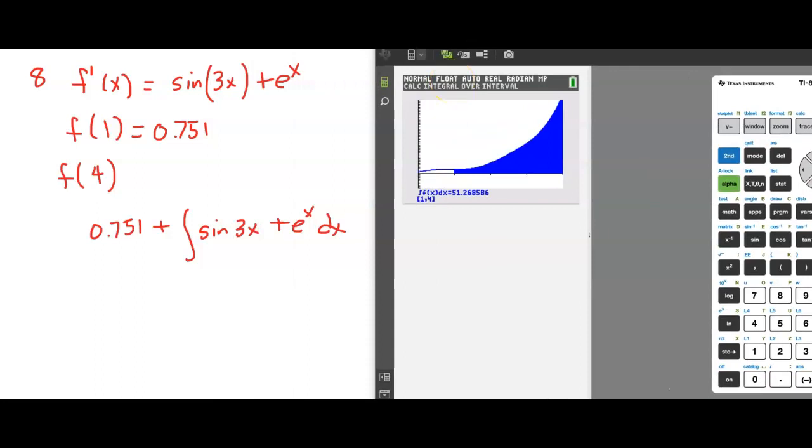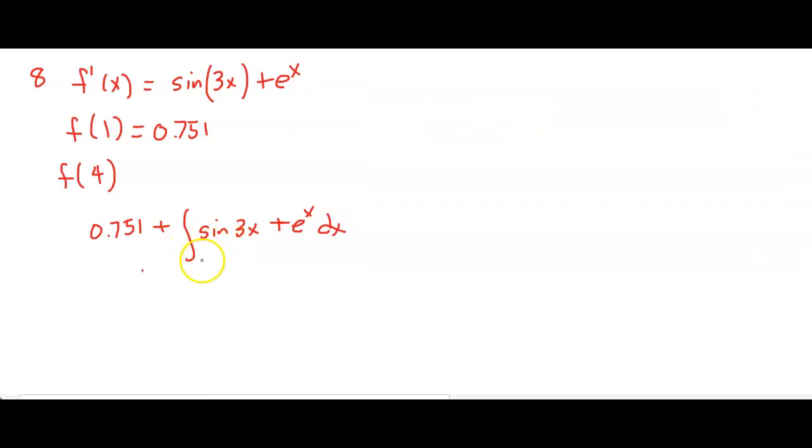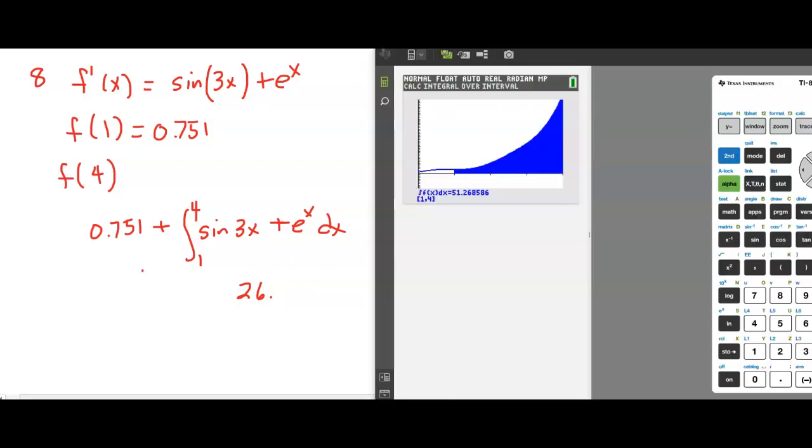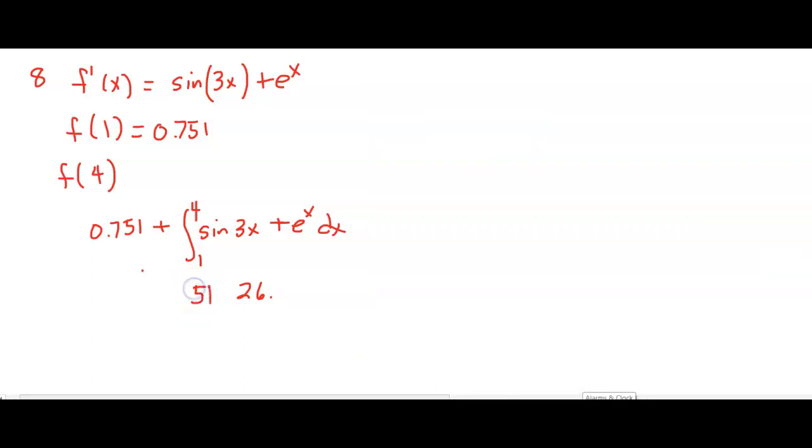I should have put that here on this one. So this was going from 1 to 4, and it was 51.2685. So I'd have 0.751 plus 51.2685, and then adding those up back here with my calculator.